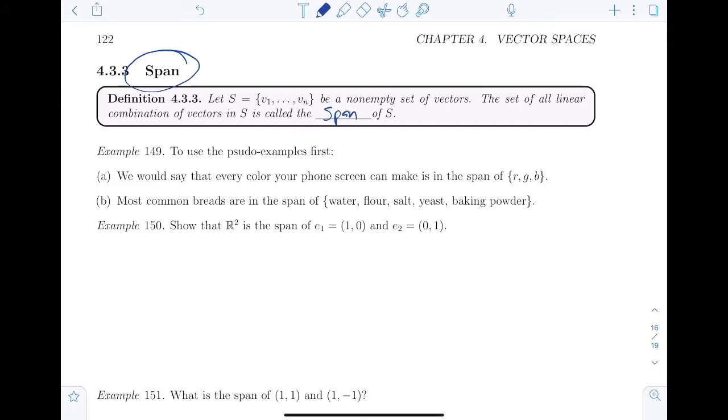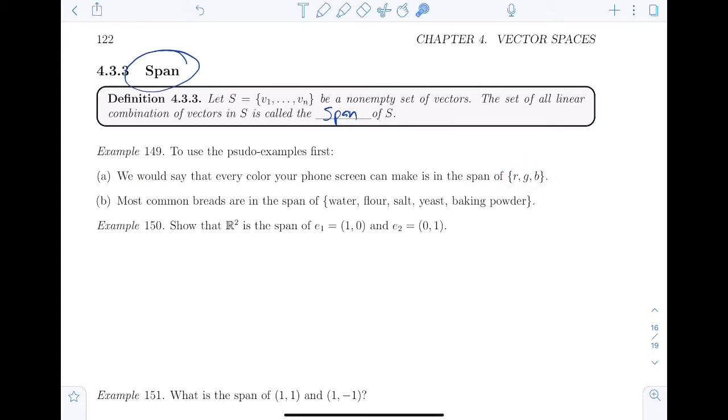Because I think they're kind of the easiest to understand, let me start with my two pseudo examples first. We would say that every color on your iPhone screen is made up of the span of R, G, and B.